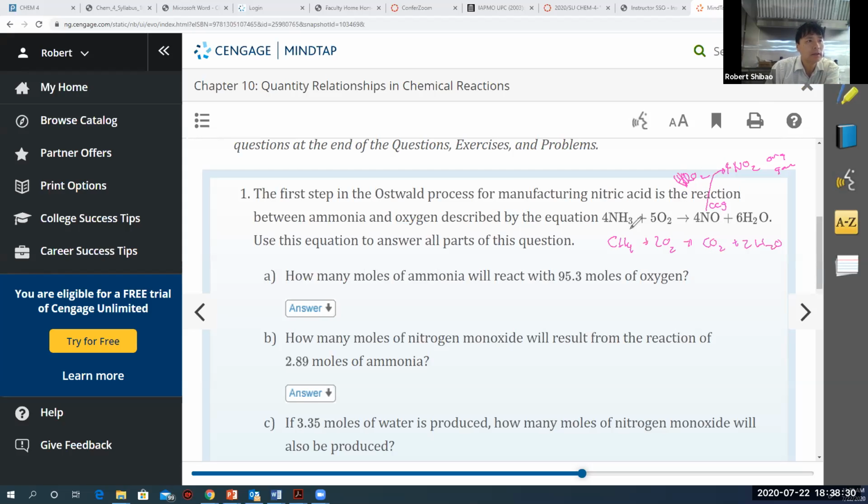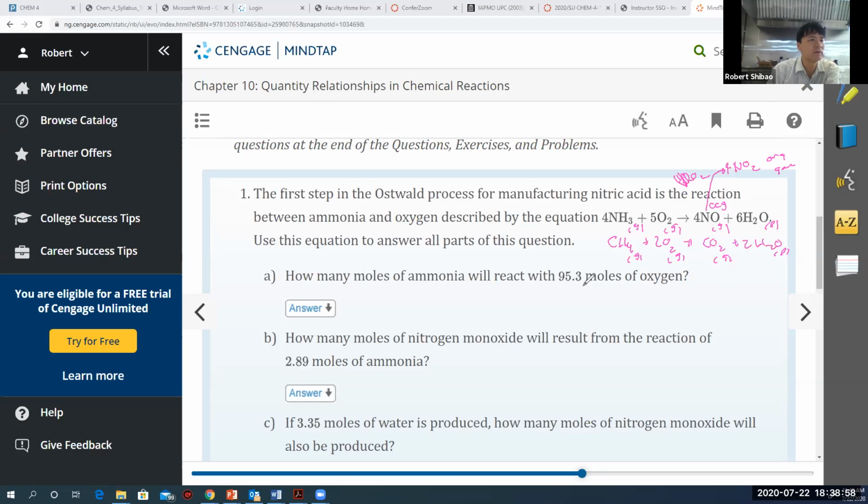All right, the states here: ammonia is a gas, methane is a gas, O2 is a gas, NO is a gas. CO2 is a gas, but H2O under normal conditions is a liquid. Of course, it could be a gas, it depends on how much heat, but eventually that gas is not going to stay a gas under normal conditions because it can cool down and make a liquid. So use this equation to answer all parts of this question.